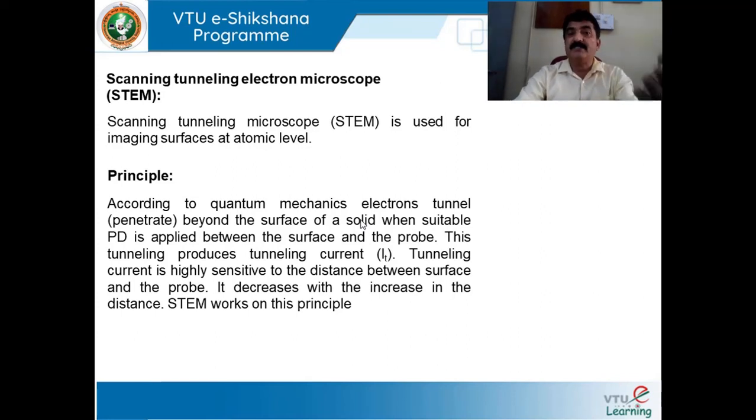Yes, it is very much similar to the previous SEM, the scanning electron microscope. Here, this probe is scanning the surface in a raster fashion. It goes like this, along the x-axis, y-axis, x-axis, y-axis, this way. So it keeps on scanning. During each scan, electrons are tunneled. Electrons fly from the surface to the probe.